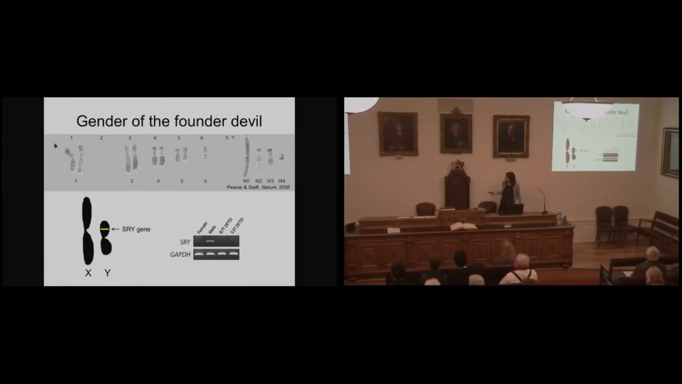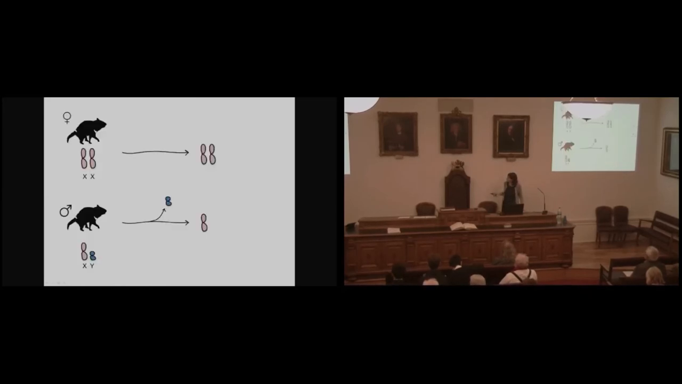So here's the result of that test. Here's a female devil, and we can see there's no little band there, whereas in the male devil, it's present because he's a male. And you can see that it's also absent from DFTD. So it seems clear from this that DFTD doesn't have this SRY gene. It still doesn't absolutely prove that the original devil was actually a female, though, because there are two possibilities.